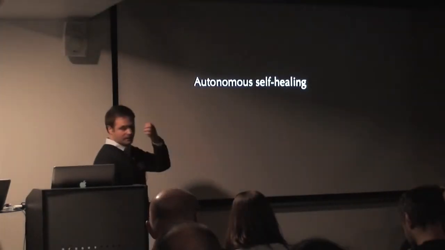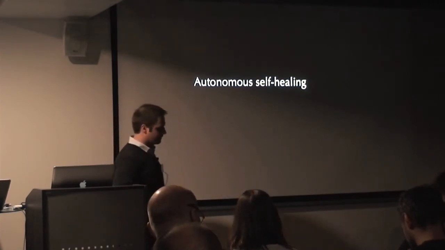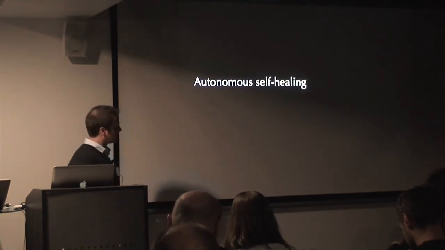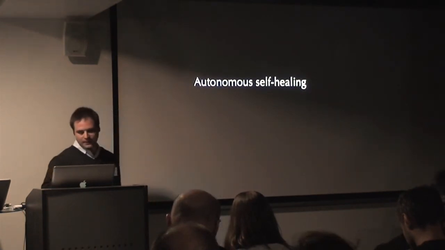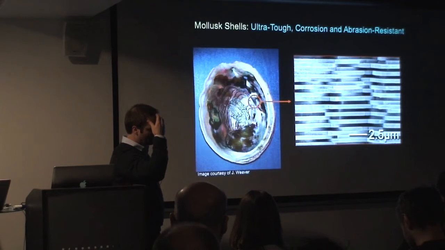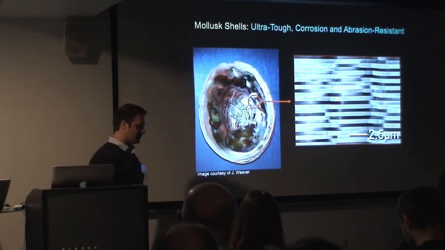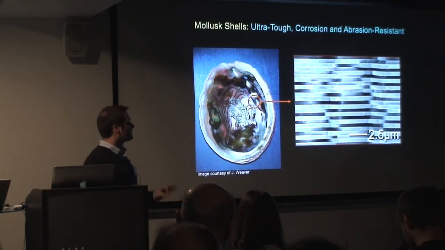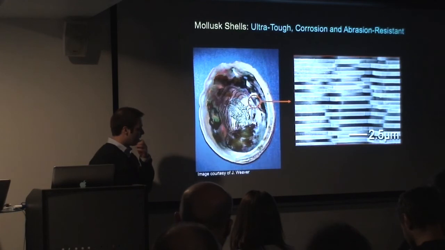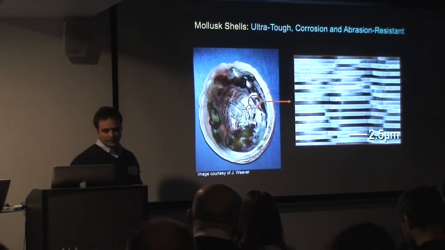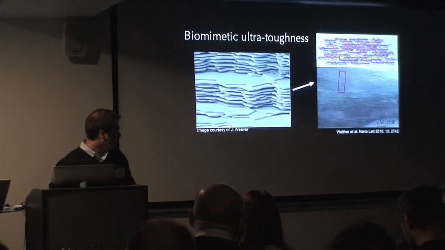So this brings us to autonomous self-healing. This is the second of the things I'll talk about, and then Ben will talk about some adaptive color and surfaces. The story of autonomous self-healing kind of starts not with self-healing, but with very strong and ultra-tough materials. There's been quite a bit of work done on nacre, the mollusk shells, that are corrosion resistant and abrasion resistant and very tough. This property is a result of the structure of these calcium carbonate layers, which provides ultra toughness.